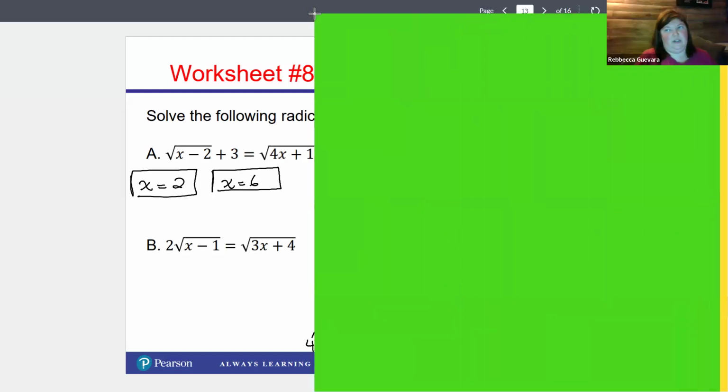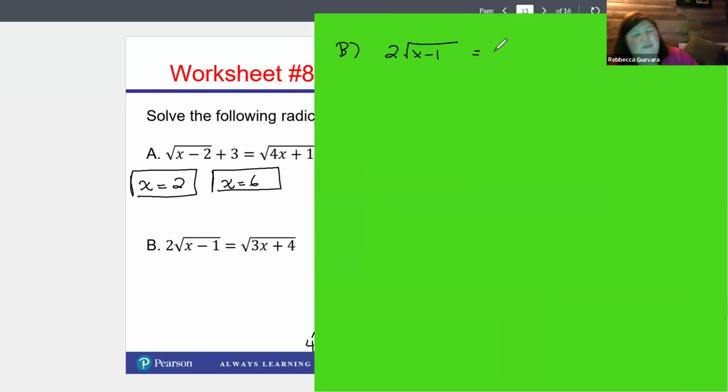So let's work on B now. B actually should have been fairly easy to do because we have 2 square root of x minus 1 is equal to square root of 3x plus 4. So we have an isolated radical. So we're going to square it, and we're going to square it. So remember, this is a product and I'm squaring a product.